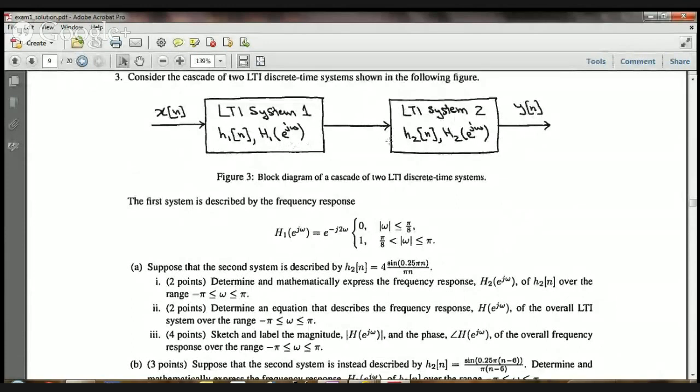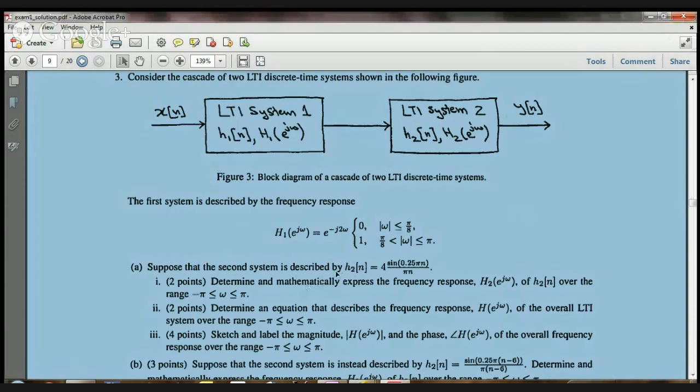Of course, you already know what LTI is. If you understand how to express the LTI system in frequency domain, then it's a simple, straightforward solution. But part 3a is saying that you are given the first system's frequency response, H1 of e to the j omega, and you are given the second system's impulse response.